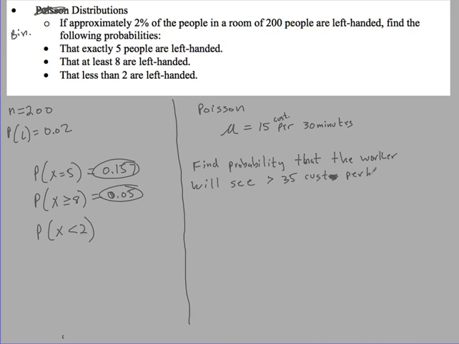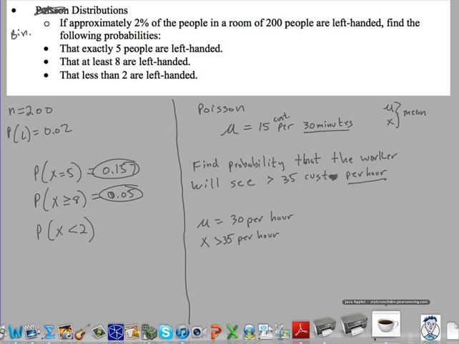Customers per hour. Now remember, for Poisson, the average has to be the same as the x average. These two means have to be the same. So, I'm asking per hour, but I gave you per 30 minutes. If the average is 15 customers per 30 minutes, what is it per hour? The mu would be 30 per hour. So now I'm looking for x greater than 35 per hour. You need a mu and an x.